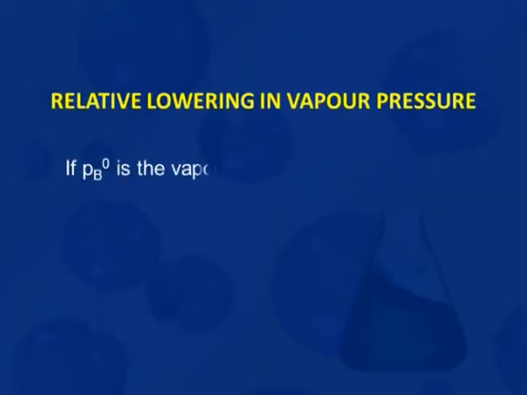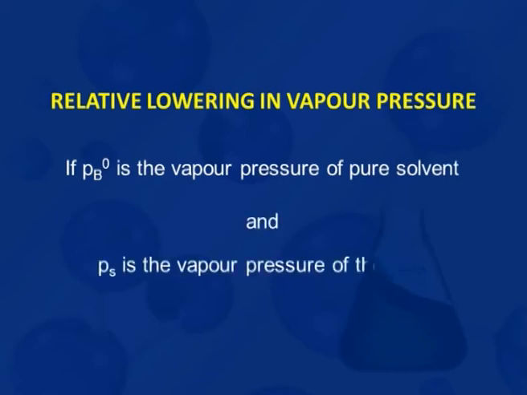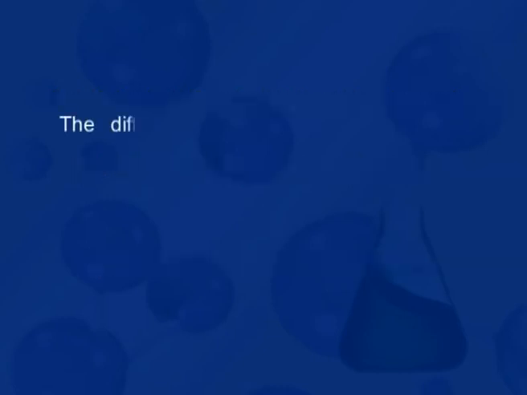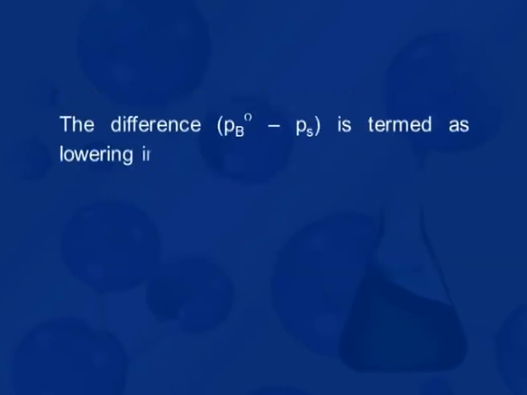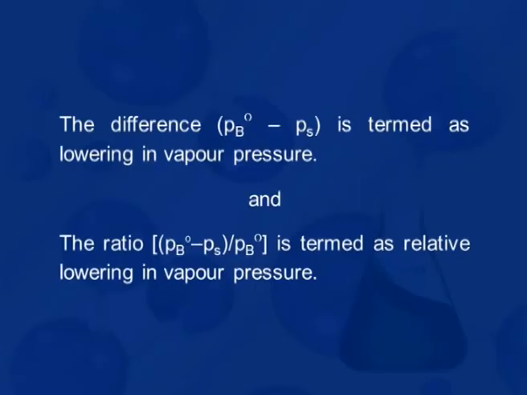Now, we are going to discuss relative lowering in vapor pressure. If P naught B is the vapor pressure of pure solvent and Ps is the vapor pressure of solution, then P naught B minus Ps is lowering in vapor pressure, and if we divide lowering in vapor pressure by the original vapor pressure of pure solvent, that is P naught B, we will get relative lowering in vapor pressure. Hence, P naught B minus Ps upon P naught B will be equal to relative lowering in vapor pressure.